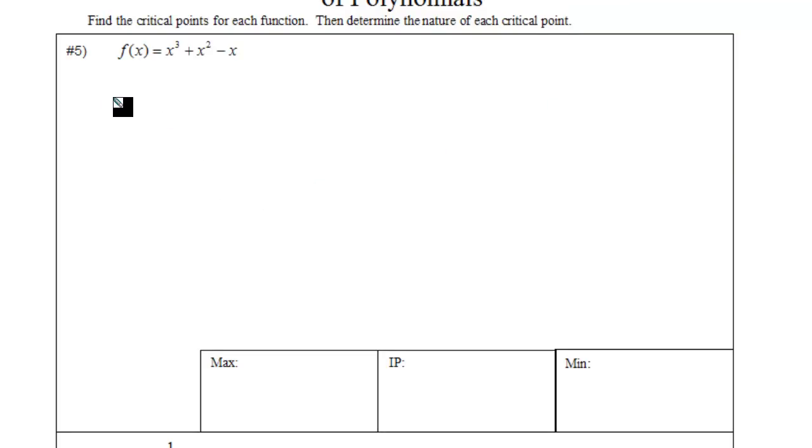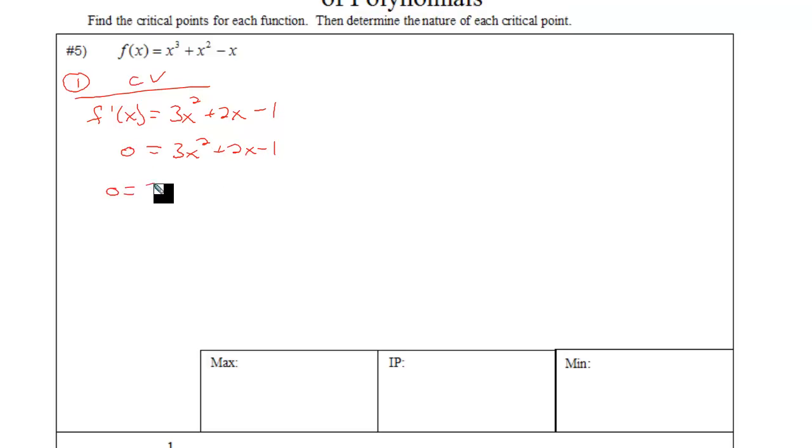Find the critical points for the function, then determine the nature of the critical points. To find critical points, you first need critical values. To do that, take the first derivative, set it equal to 0. Solve it. We're going to have to factor this. We're going to have to split the middle term and factor by grouping.